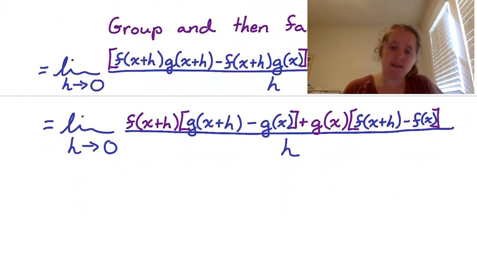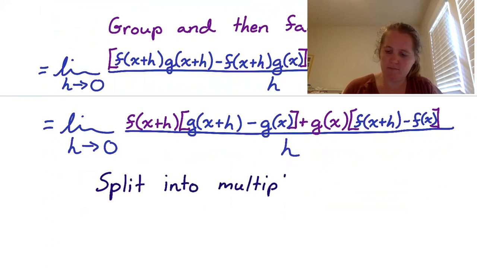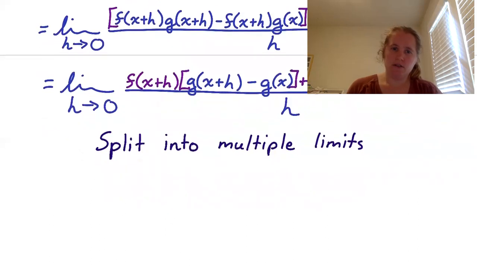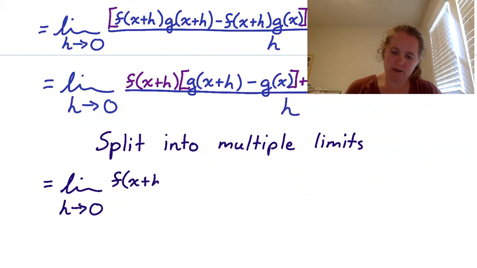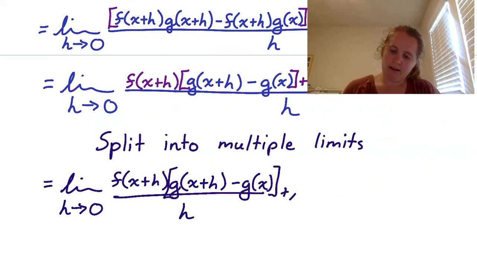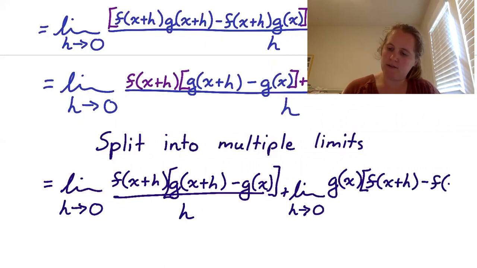From here, we're going to go ahead and split this. So now we're going to split into multiple limits. So first, we can split a fraction along its numerator. So we will rewrite this as the limit as h goes to 0 of f of x plus h times g of x plus h minus g of x, the g's in square brackets, all over h. And then we will add the limit as h goes to 0 of g of x times f of x plus h minus f of x all over h.